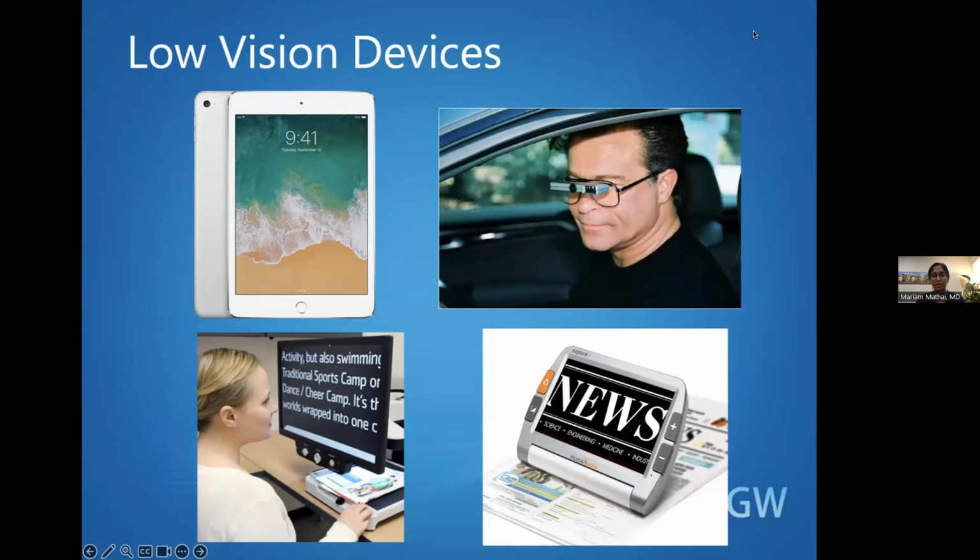The POB, Prevention of Blindness Society, is a great resource to help tell you where to go to at least be evaluated for these things. So I highly suggest, if this is something you're interested in, reaching out to us so we can refer you to a low vision specialist.